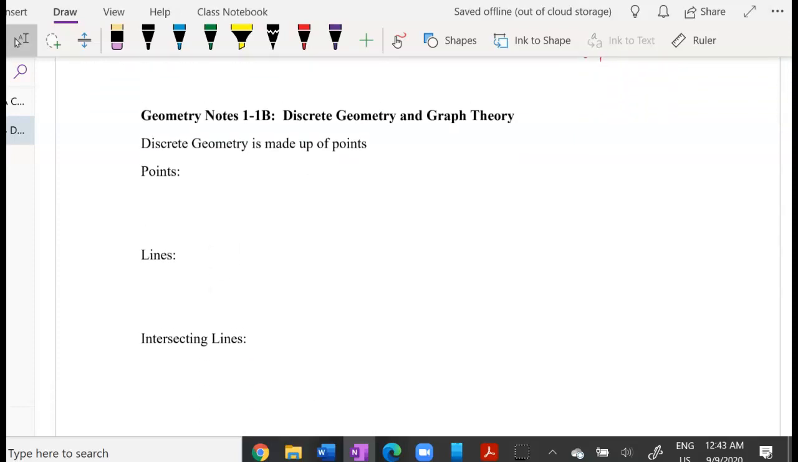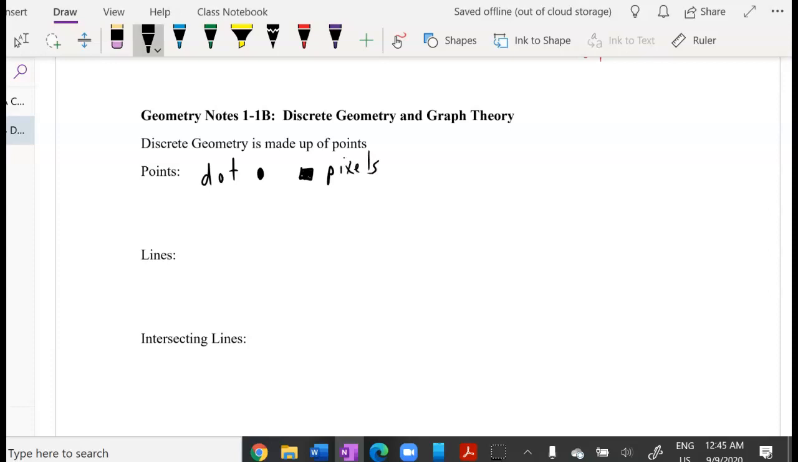Okay, so what is a point in discrete geometry? Well, a point is a dot. Now, unlike all the other geometries, the dots in discrete geometry are exactly what you see. They do have size. They're small, but they have size. And a dot can also be represented with a little square. Sometimes on computer screens or calculator screens, those little squares are what you see, and they are called pixels. You'd have to really zoom into a computer screen, but on some calculators you can see the pixels.